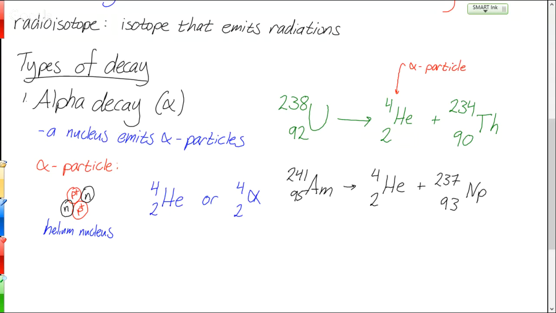So if you were writing an equation for alpha decay, you always start with that, and then you put whatever is left over. So then always use helium in alpha decay, yep, because that's the alpha particle. If you didn't like that, you can use this instead, this alpha symbol. But I believe the book exclusively uses the helium type symbol.